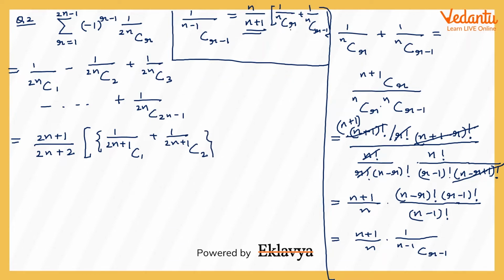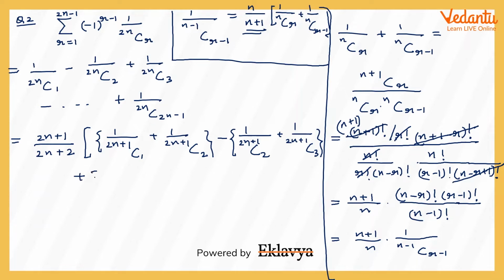For r minus 1, we were having r and r minus 1. So for 1, we will have 1 and 2. Then minus sign. The next term would be 1 upon 2n plus 1 c2 plus 1 upon 2n plus 1 c3.